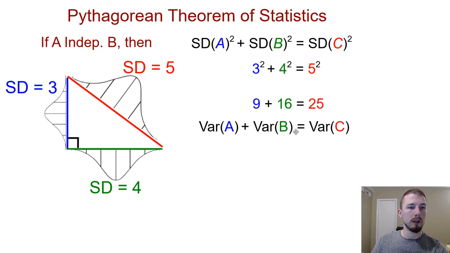So the Pythagorean theorem of statistics says that if a and b are independent events, then the standard deviations are like the legs. So 3 squared plus 4 squared would be equal to 5 squared, which is the sum or the difference between those two independent events. In other words, when we square the standard deviations, that is the variation. So the variation of A plus the variation of event B add together to give us the variation of the sum of those two events A and B.